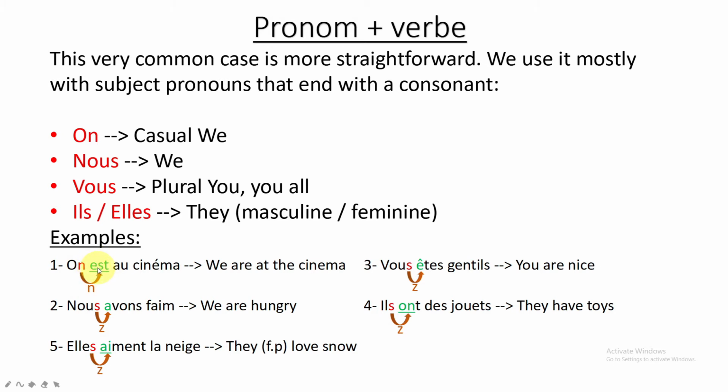Okay, so in the case of EST, we are not creating the liaison between N and E, because here EST is a monosyllabic word. Okay, so a one syllable word. So we are going to create the liaison between N and that monosyllabic word. Okay, so let's see how to read it. On est.